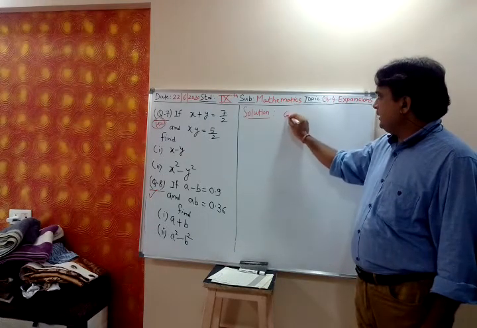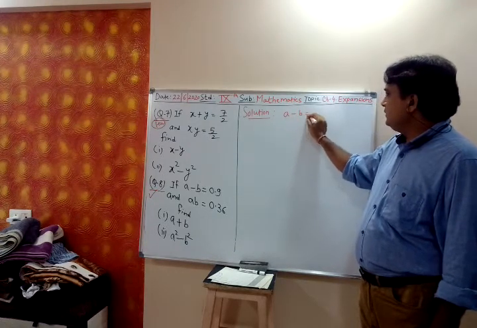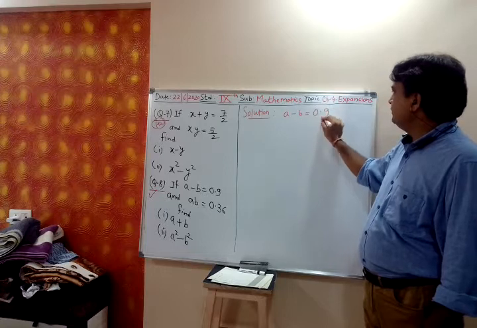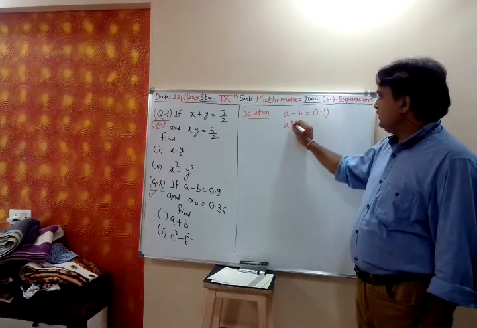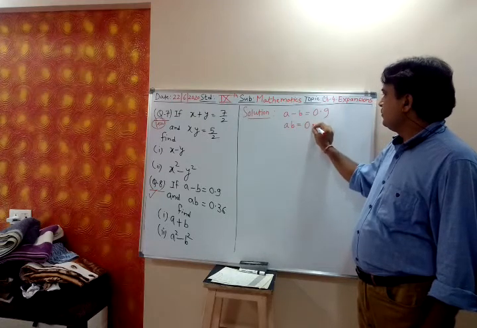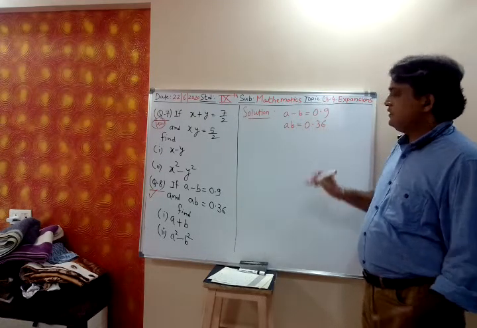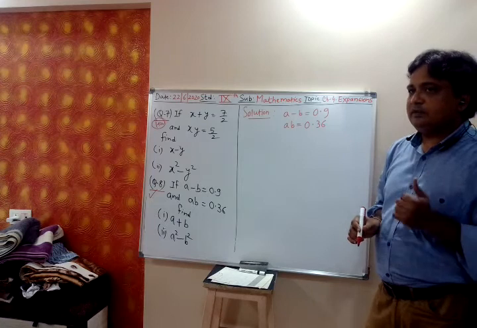We are given a minus b is 0.9. Mute the microphone. And ab is given 0.36. It is asked what is the value of a plus b.